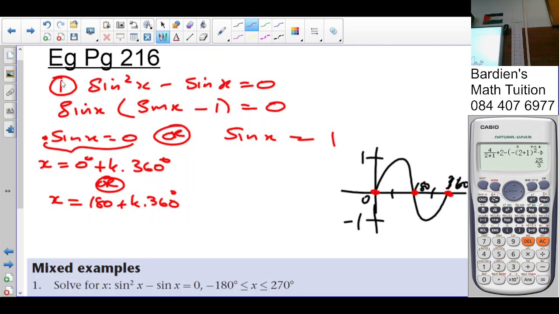On the other hand, what do we have? Sine of x is equal to 1. And for which values of x is sine x equal to 1? 90 degrees. Can you see that? So what do I say? x is equal to 90 degrees plus k times 360, because that solution happens every 360 degrees. What must I not forget to add? k is an element of the integers.